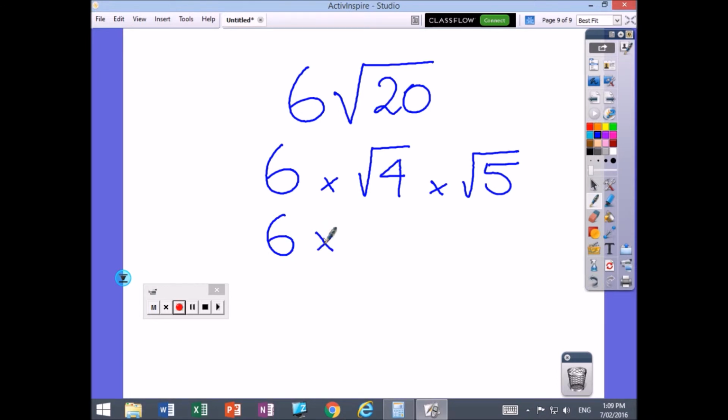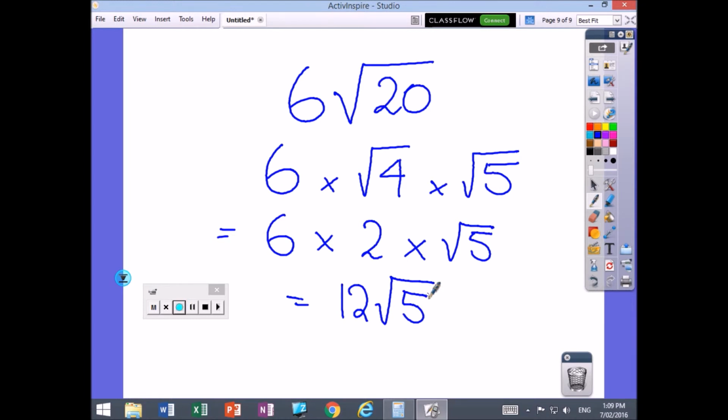What is the square root of 4? 2. Is there a square root of 5? It's irrational. I'm going to leave it. And then there's one last simplification I can do here, which is multiply the 6 and the 2, which will give me 12. Nothing's to be done with the 5, and I leave it as that.